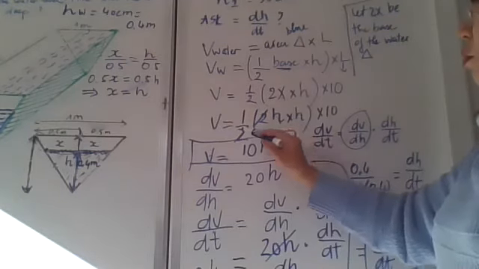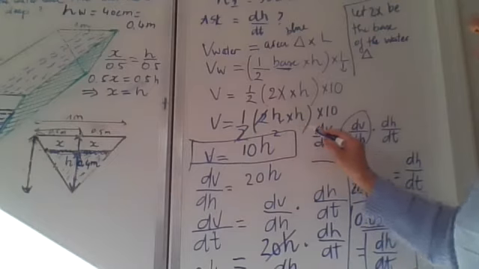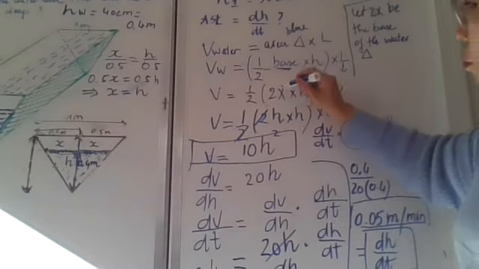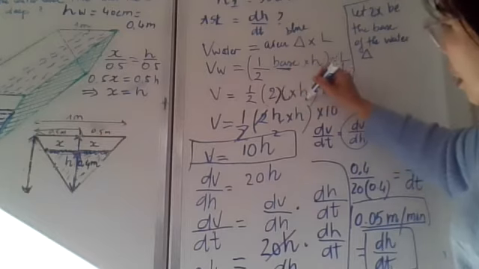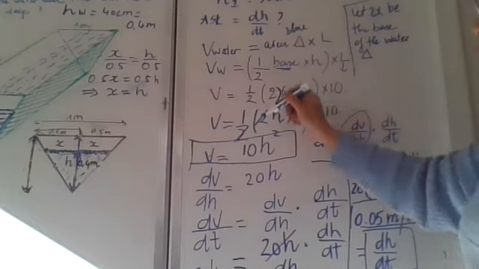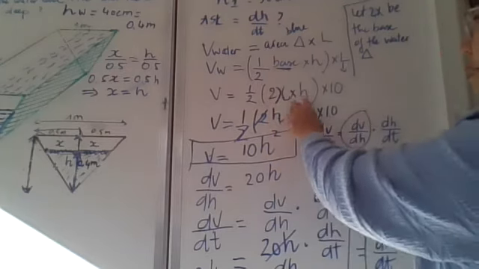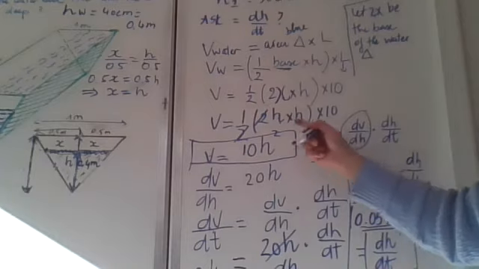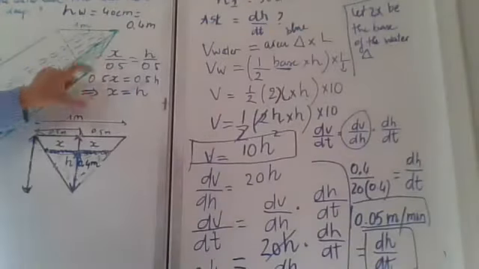So now we cancel the 2 here with the 2 here, and we try to relate the x variable here in terms of h, so that we end up with an equation that only has one variable instead of two variables, x and h. And how do we do that? We go back to this triangle. We do a little ratio in here.